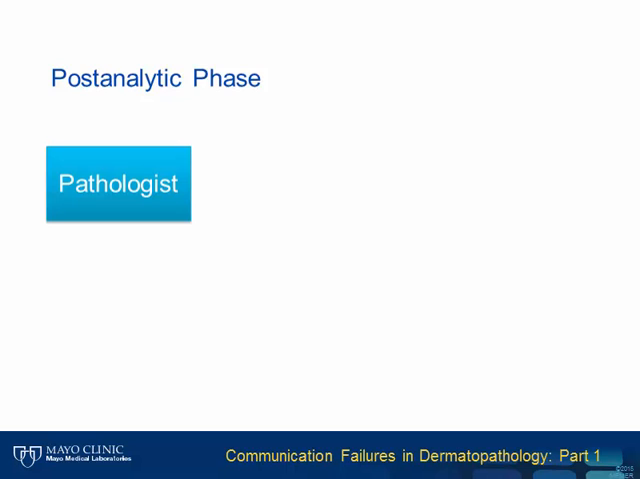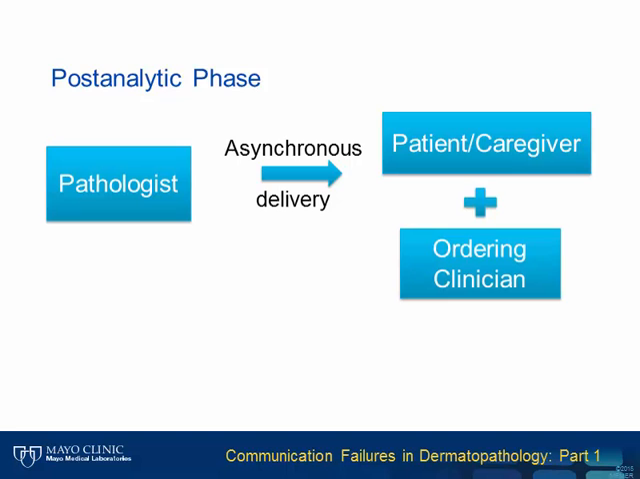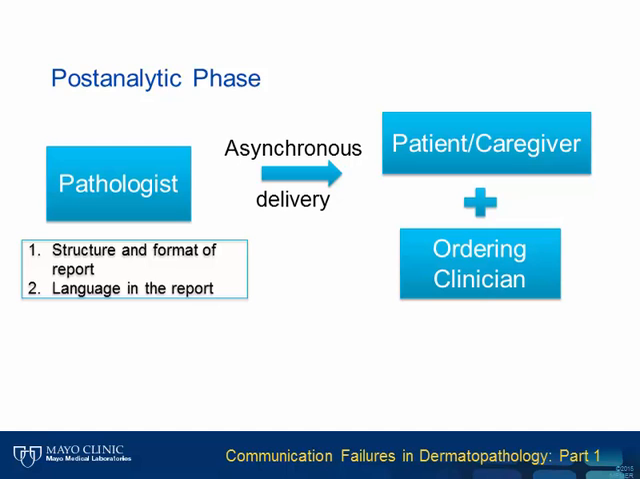The key stakeholders in the post-analytic phase of the care coordination cycle include the pathologist, the patient or caregiver, and the ordering clinician. This phase encompasses the reporting and resulting of the final pathology diagnosis, including decision-making on management or additional evaluation. The structure, format, and content of the pathology report, as well as modes of delivery of the report, are key components.